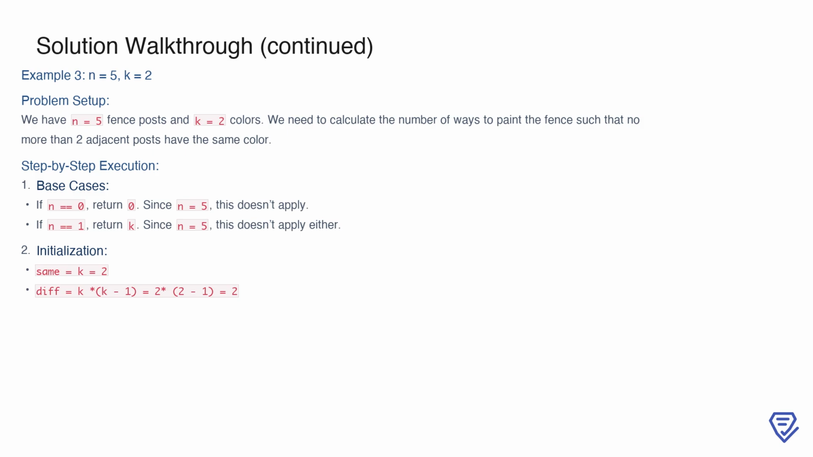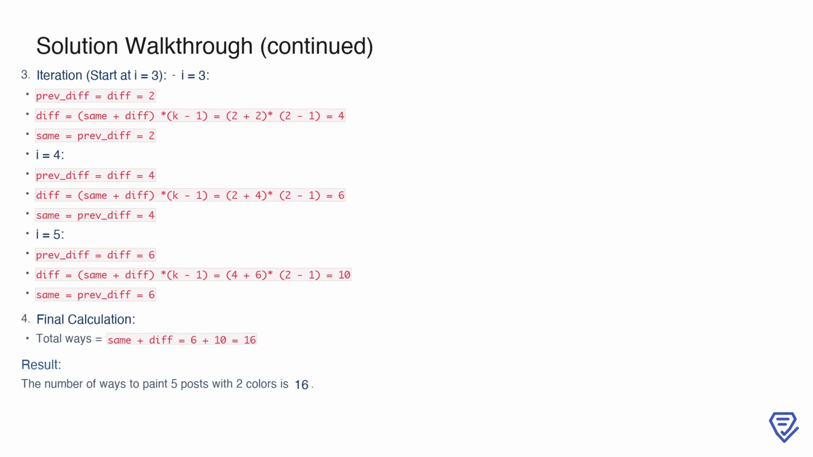With 5 fence posts and 2 colors, we start by checking the base cases. If n is 0, there are no posts to paint, so the result is 0. If n is 1, we can paint the single post in k different ways, which would be 2. Since n is 5, neither of these cases applies. We then move to initialization. Here, same is set to k, or 2, and diff is calculated as k multiplied by k minus 1, which also evaluates to 2. In the iteration step, for i equal to 3, prev_diff is set to the current value of diff, which is 2.